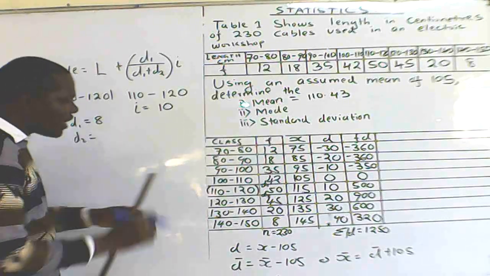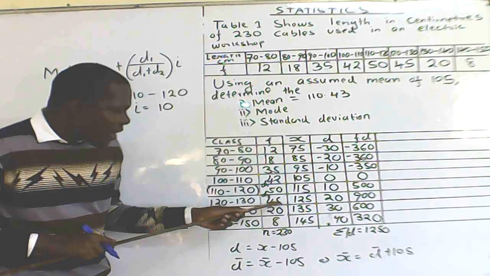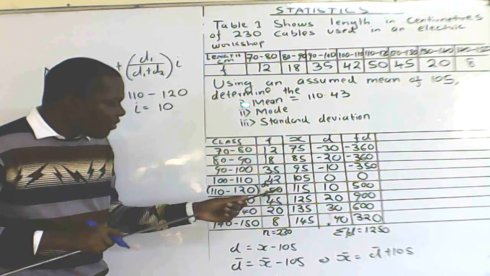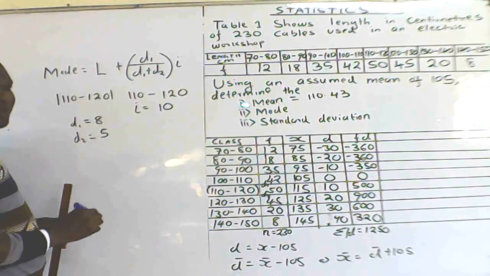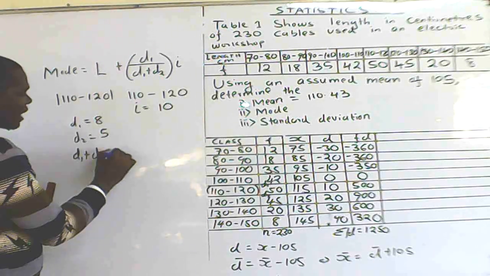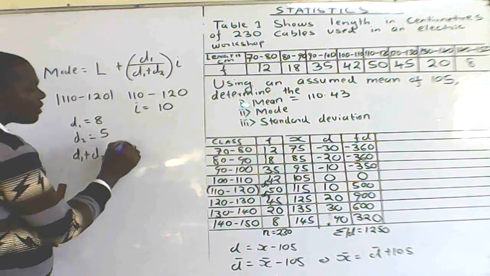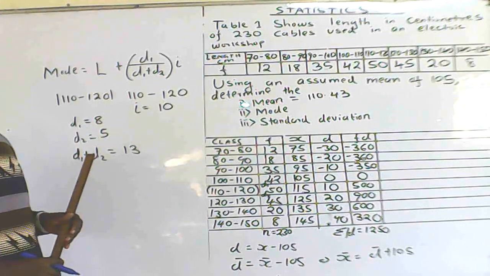Then the D2 is the one down below. It is the frequency of the modal class minus the frequency of the class below it. That is 50 minus 45. You get it to be 5, isn't it? Yes. Then we now want D1 plus D2. That is 8 plus 5. You get 13. So having found everything, we now substitute in the formula of the mode, isn't it?